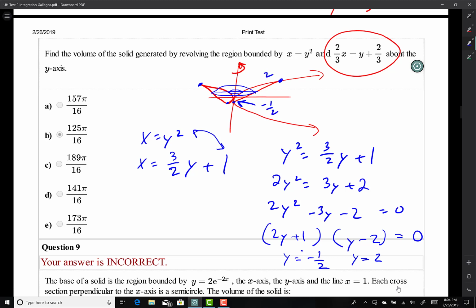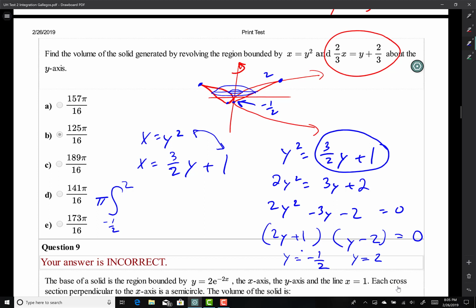So I'm going to integrate, and it's always a washer everywhere. So I'm going to integrate pi from negative half to 2. And the big R is this linear line, which is this guy right here.